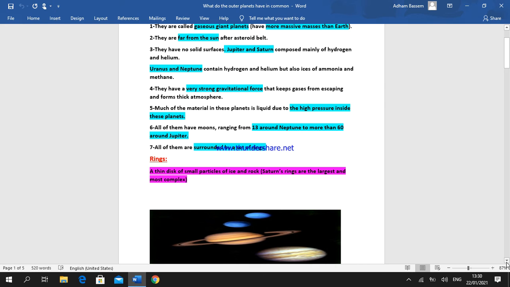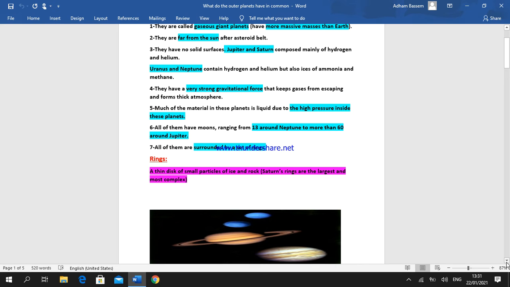What is meant by rings, or what are the rings composed of? Rings are a thin disk of small particles of ice and rocks which rotate around the planet. And Saturn's rings are the largest and the most complex.